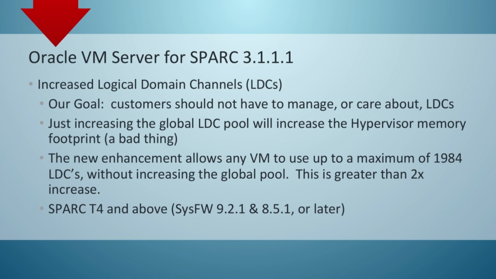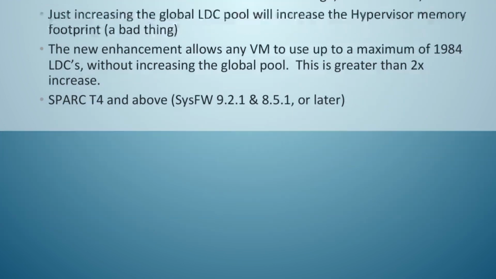Our goal is that customers should not have to actively manage these LDCs. This should be a resource that's automatically managed inside the system. Today, we have customers with extremely large and extremely complex configurations that are starting to hit the current maximum of 768 LDCs within a virtual machine. Beginning with this release, we've increased the available LDCs per VM by more than 2x to 1,984.